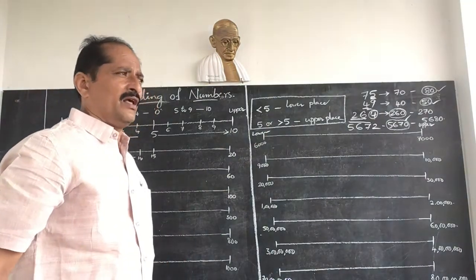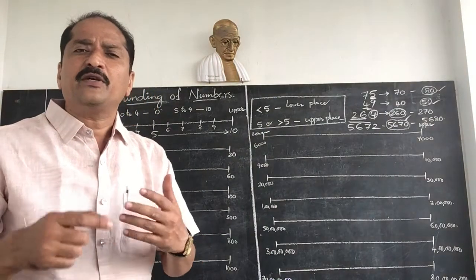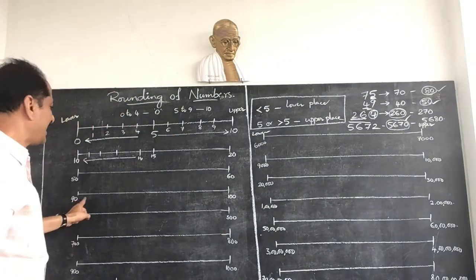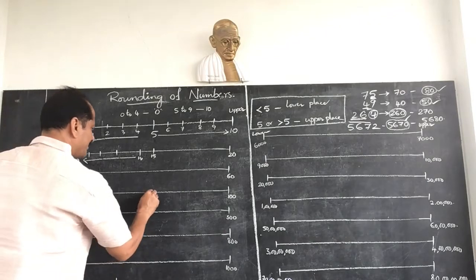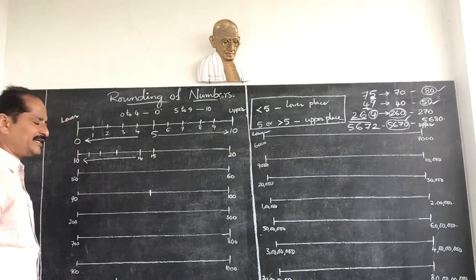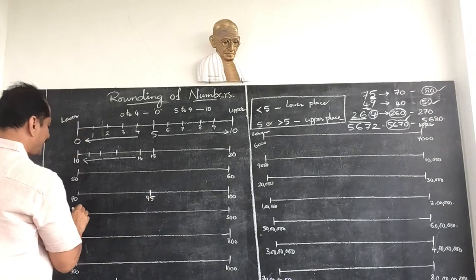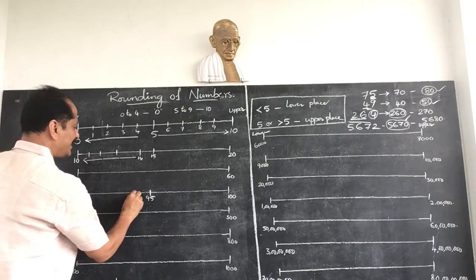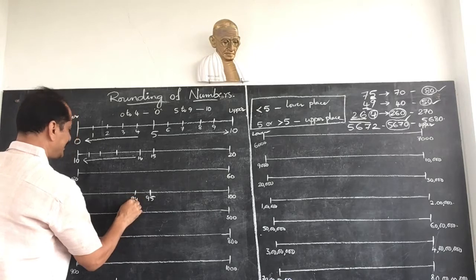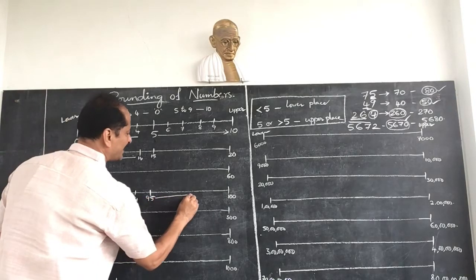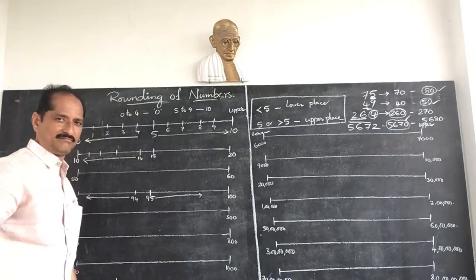Whenever you are going to round off a number to the nearest hundreds place, observe carefully. So here 90 to 100. In between we have 95. So the numbers from 90 to 94 can be rounded to 90, and 95 to 100 can be rounded to 100.